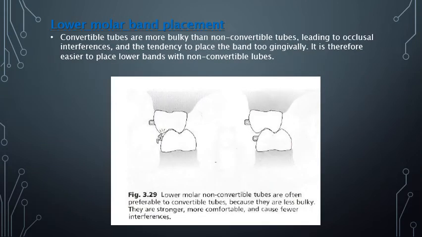Convertible tubes are more bulky than non-convertible tubes, leading to occlusal interferences and the tendency to place the bands too gingivally. It is therefore easier to place lower bands with non-convertible tubes.